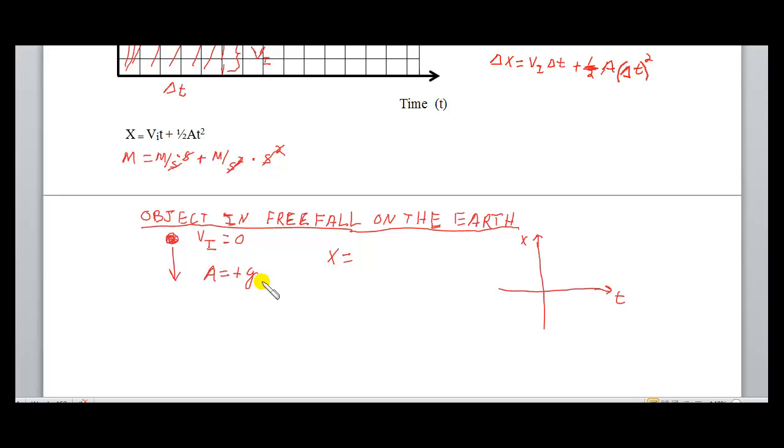What I would like you to do is substitute this information into this equation up here and give me the expression for the displacement using these particular quantities, and then see if you can sketch a graph of this displacement equation versus time. Just a little sketch. Push that pause button and let's see what you can come up with.